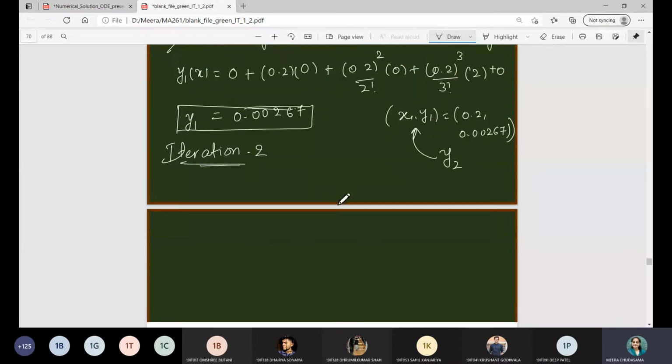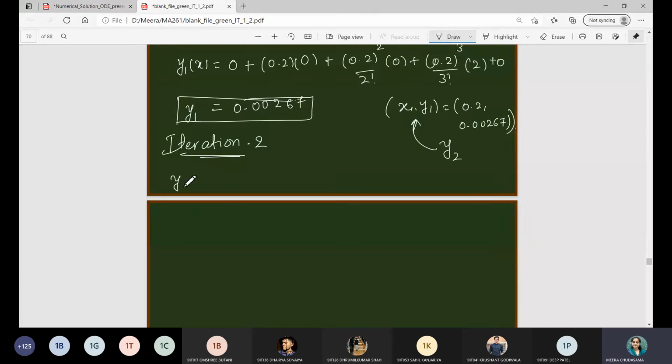So let us see. Y dash, that is x square plus y square we are given. So what is y1 dash? So it is x1 square plus y1 square. What it will be? x1 square is 0.2 square plus 0.00267 square. Compute it and let me know.